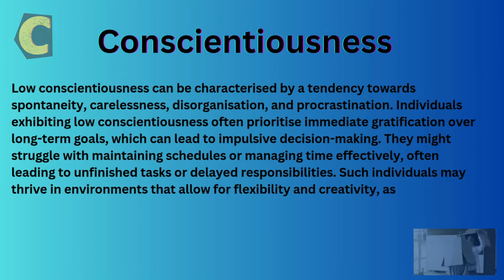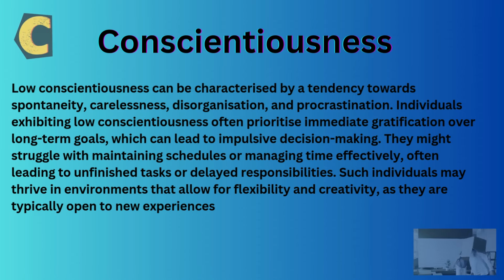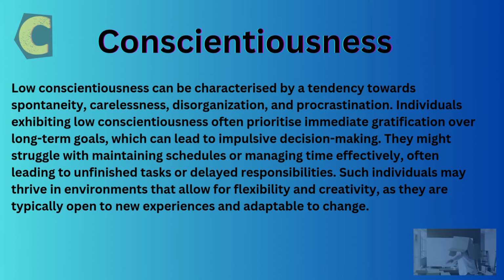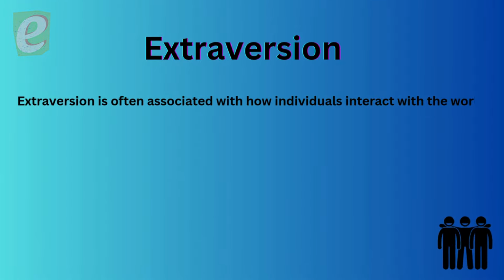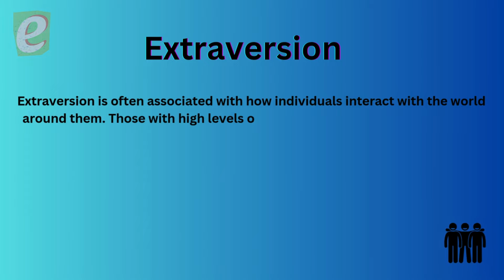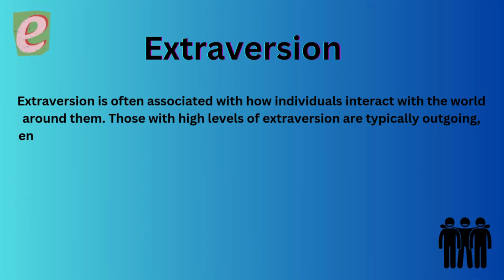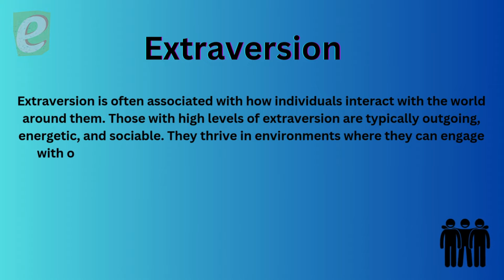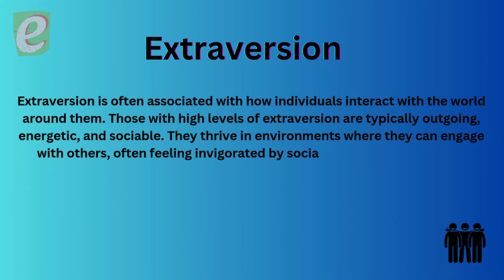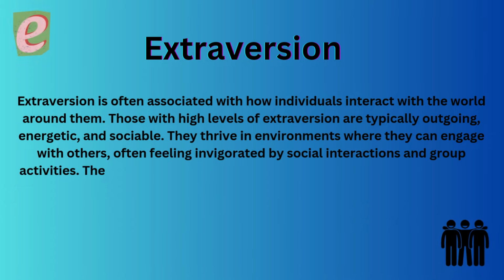Such individuals may thrive in environments that allow for flexibility and creativity, as they are typically open to new experiences and adaptable to change. Extroversion is often associated with how individuals interact with the world around them. Those with high levels of extroversion are typically outgoing, energetic, and sociable. They thrive in environments where they can engage with others, often feeling invigorated by social interactions and group activities.